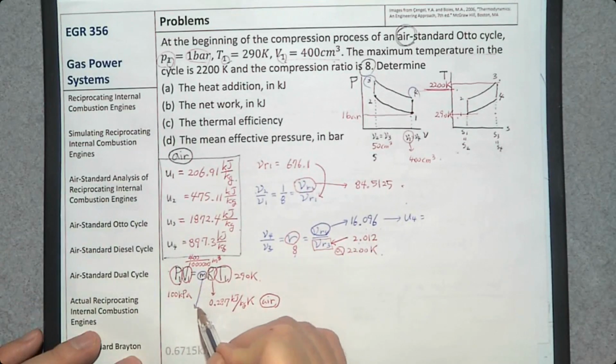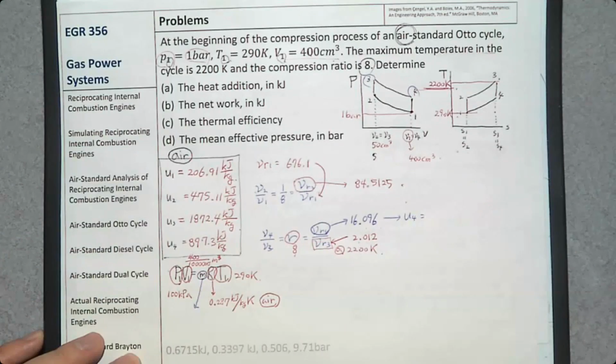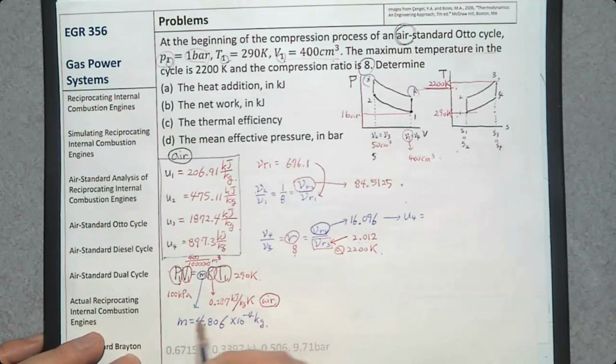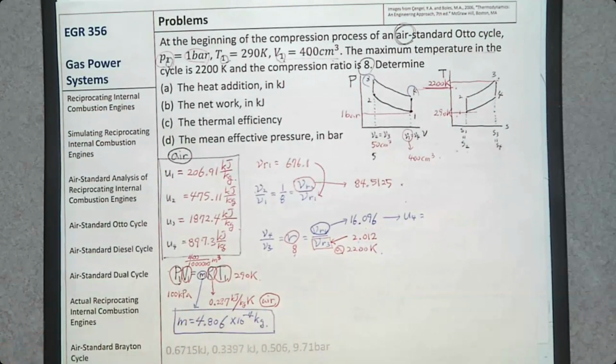Yes, the mass of the system is 4.806 times 10 to minus 4 kilogram. So we got the mass, U1, U2, U3, U4. So we have everything. So let's solve this problem.